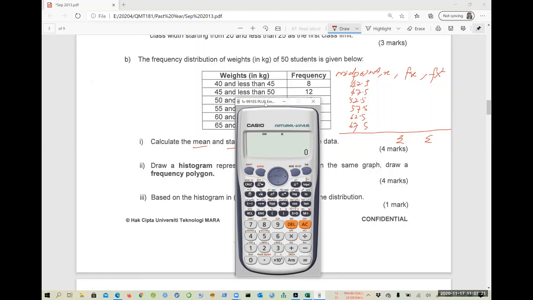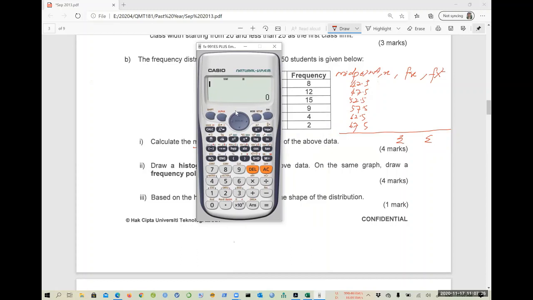Okay, I'm using the 991 ES calculator for this purpose. If you are using another calculator, just let me know. Okay, we can just do that. If you are using one, you can also look at my video to see how you can use various calculators.